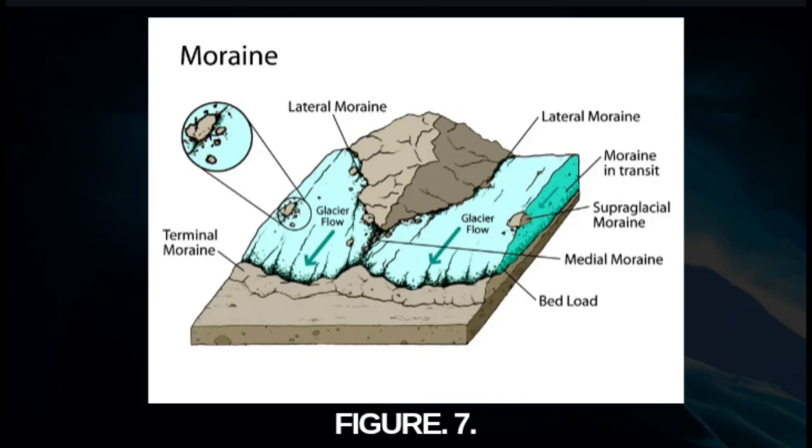On the sides, lateral moraine. In the middle, where two glaciers meet, medial moraine. At the very end, where the glacier finally stops moving forward, terminal moraine. So this diagram is a classic representation used in geology and geography to explain how glaciers shape the landscape through erosion and deposition.